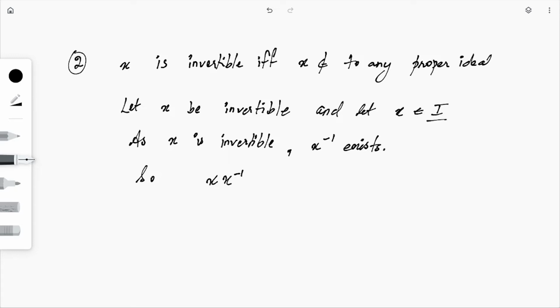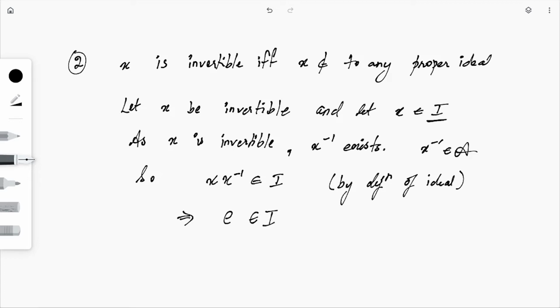So by the definition of I, x into x inverse will belong to I, right? This is by definition of ideal, by choosing x an element of I and x inverse belonging to script A. So from this, what do I get? I get E is an element of I. Okay. So if E is an element of I, then I'm going to conclude that I is equal to script A. How can you say that?